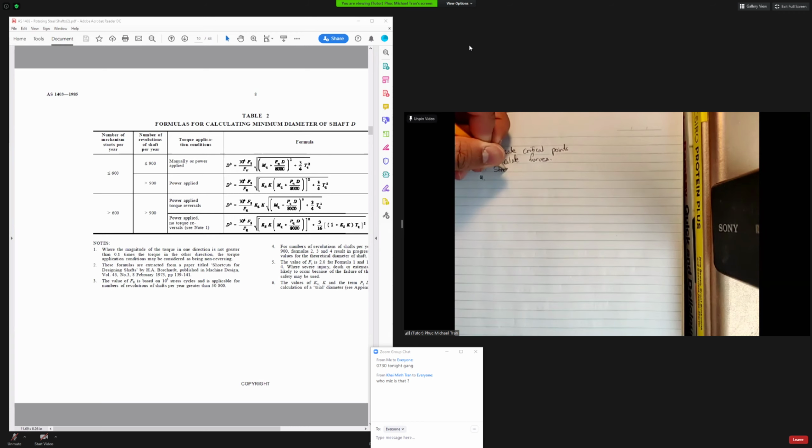Stress raising factors. And then calculate diameters.